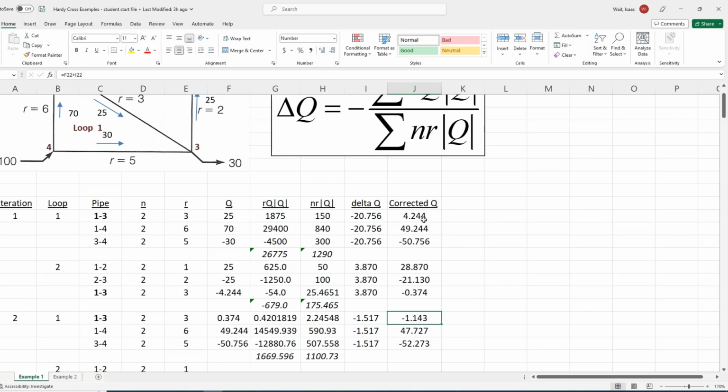So evidence that things are headed in the right direction are correction factors getting smaller. That's good. And therefore, the flow rate guess through pipe 1,3, it's stabilizing. It's not changing as much. You know, initially we said 25, then 4. It's getting closer. The guess in and the guess out isn't changing as much.